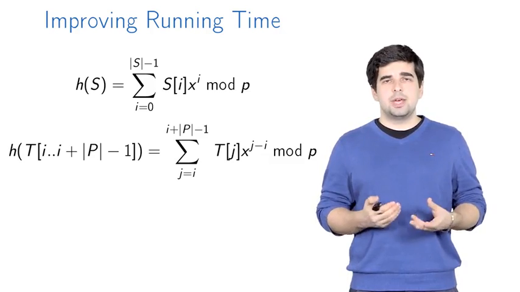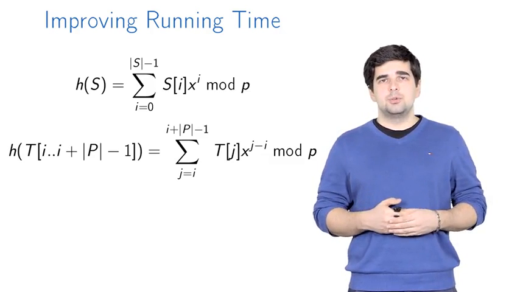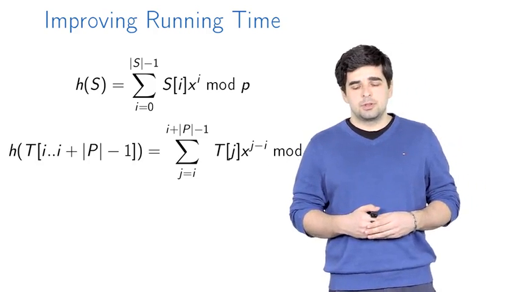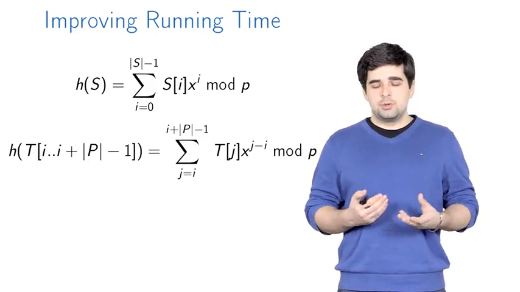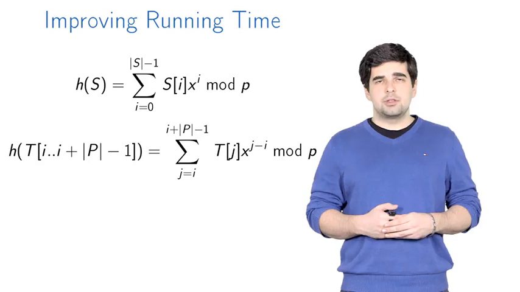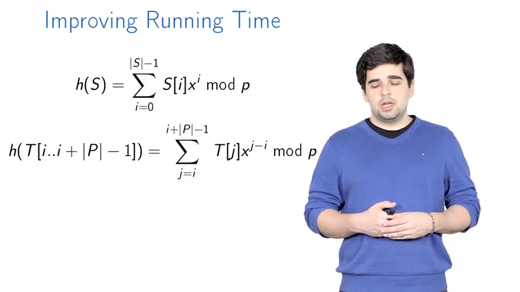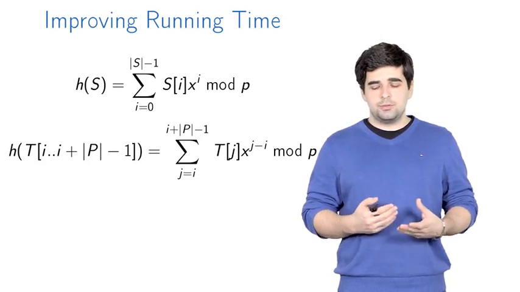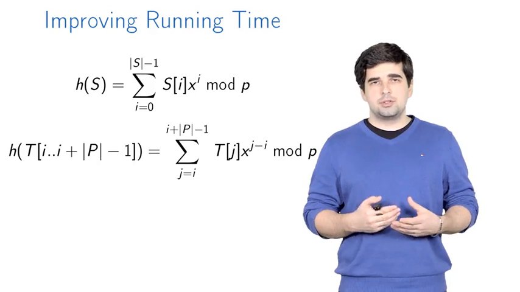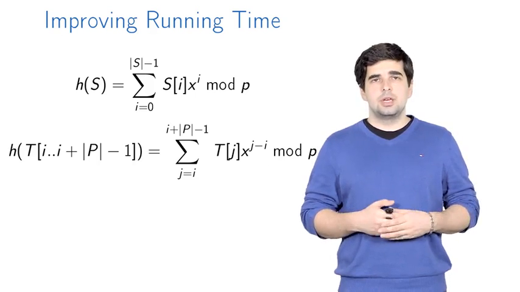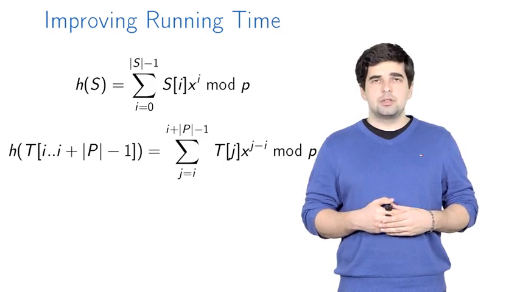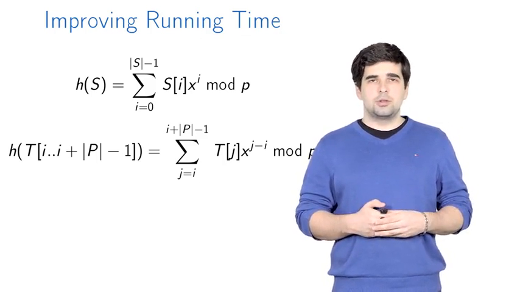And to compute this hash function on a substring of a text T, starting in position i and having the same length as the pattern for which we are looking in the text, we need to also compute a similar polynomial sum. It goes from character number i to character number i plus length of the pattern minus 1, and we need to multiply each character by the corresponding power of x. For example, T of i will be multiplied by x to the power of 0, because this is the first character of the substring, and the last character will be multiplied by x to the power of length of the pattern minus 1. And here is a formula on the slide.